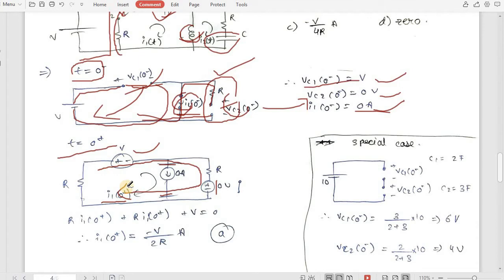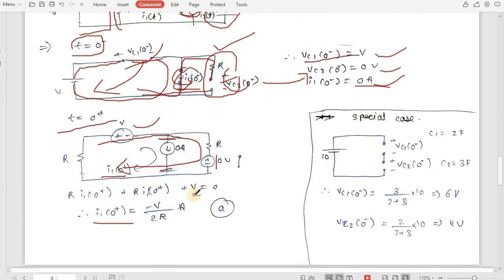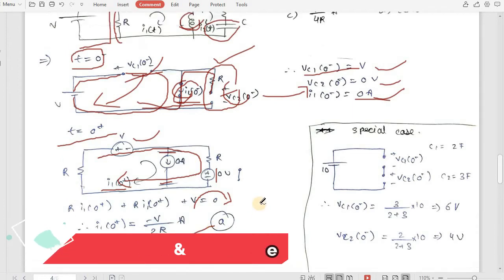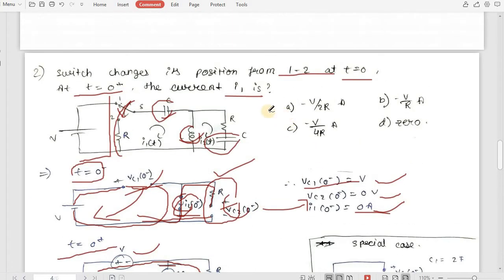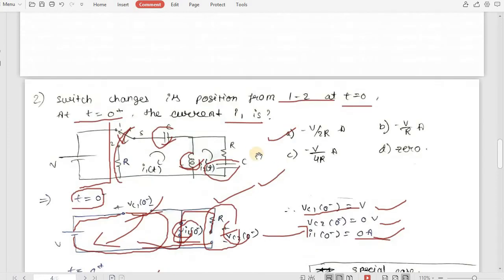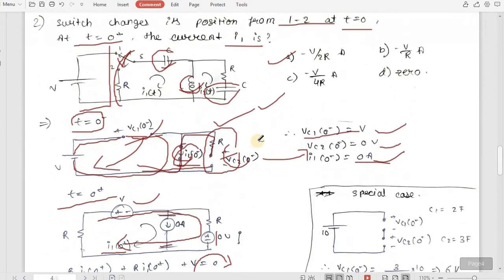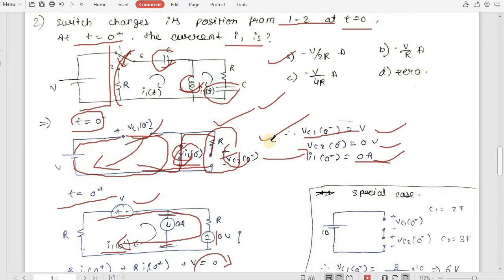Okay, so if we apply KVL, we will get R into I1 0 plus, plus V, plus R into I1 0 plus, plus 0 volt equals to 0. Okay, so this V will go to this side, so we will have I1 0 plus equals to minus V upon 2R ampere. Okay, and if you see from the options, you can clearly see this A option is the correct answer. Okay, so this was the type 2 sum, this was the type 1 sum. In type 1 sum we have used Laplace transform, in type 2 sum we have used our same transient procedure.